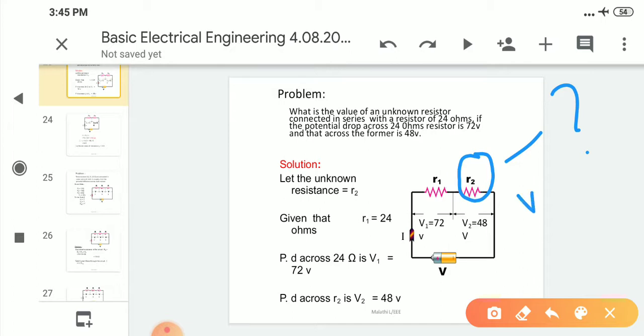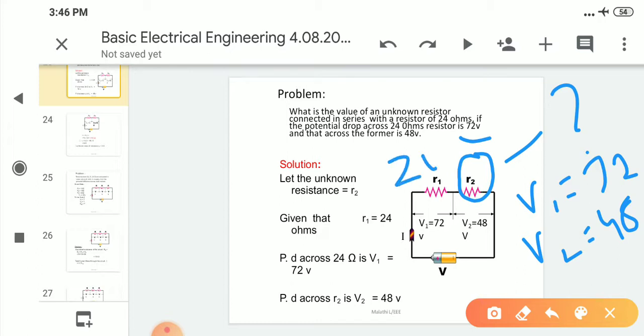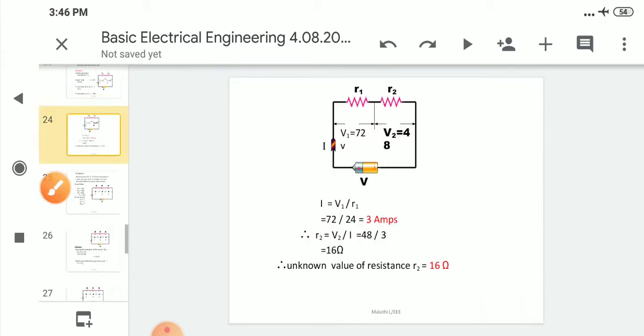Here V1 is given as 72 in our question, V2 is equal to 48, and R1 is given as 24. We don't have the value of R2, and that is what we have to find. We know all the other values.